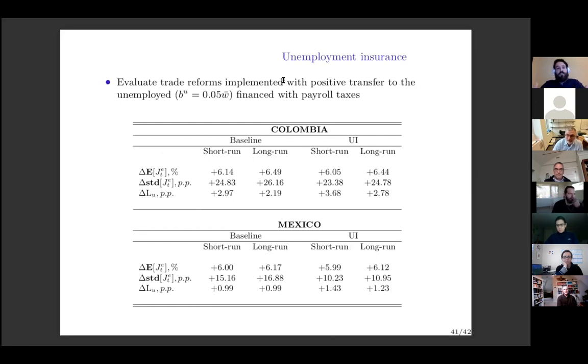As you can see, there is again a trade-off that arises when we introduce unemployment insurance. In particular, both the short-run and the long-run increases in welfare are lower, but they come with a much lower dispersion of welfare across workers. So there is less dispersed welfare across the workers, but it comes with a larger cost in terms of lower welfare overall.